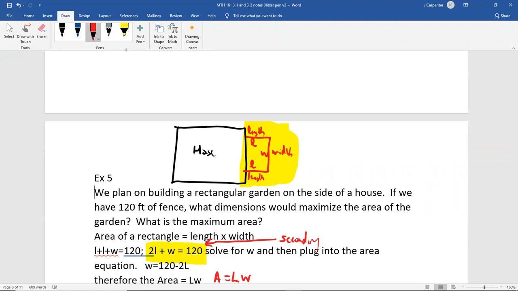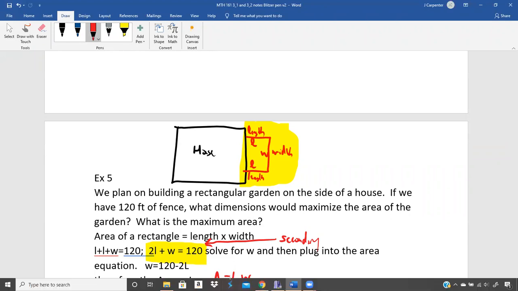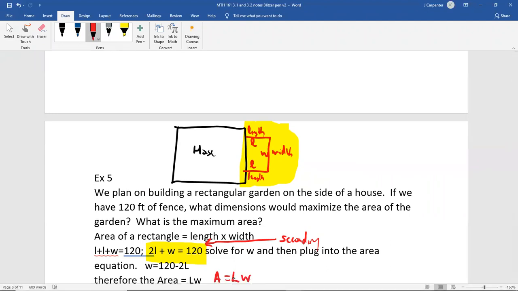But we don't know what the area is. That's the thing we're trying to find the maximum of. So we had the number for the perimeter, that was the 120, which made it the secondary, which makes A equals L times W the primary. So what do we do? We stuff the secondary inside of the primary.